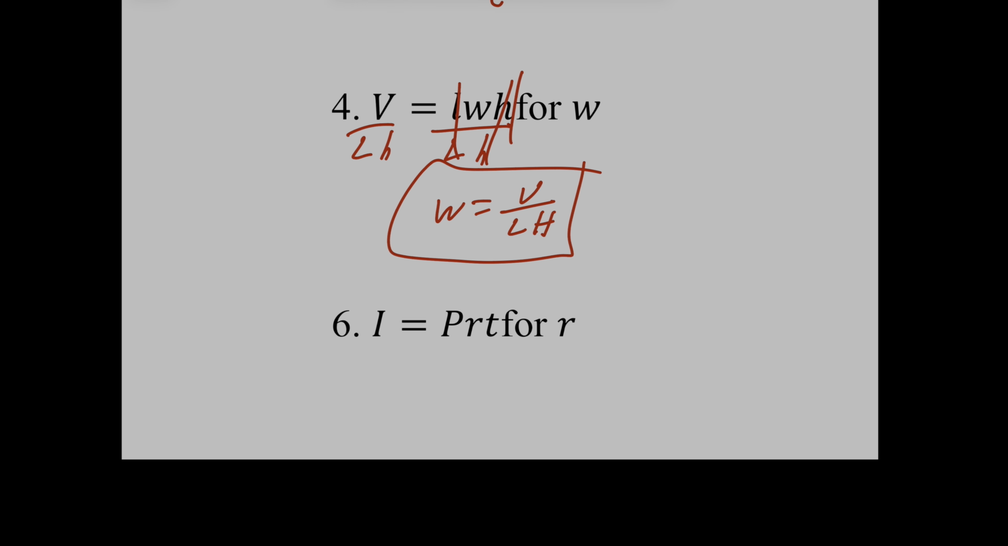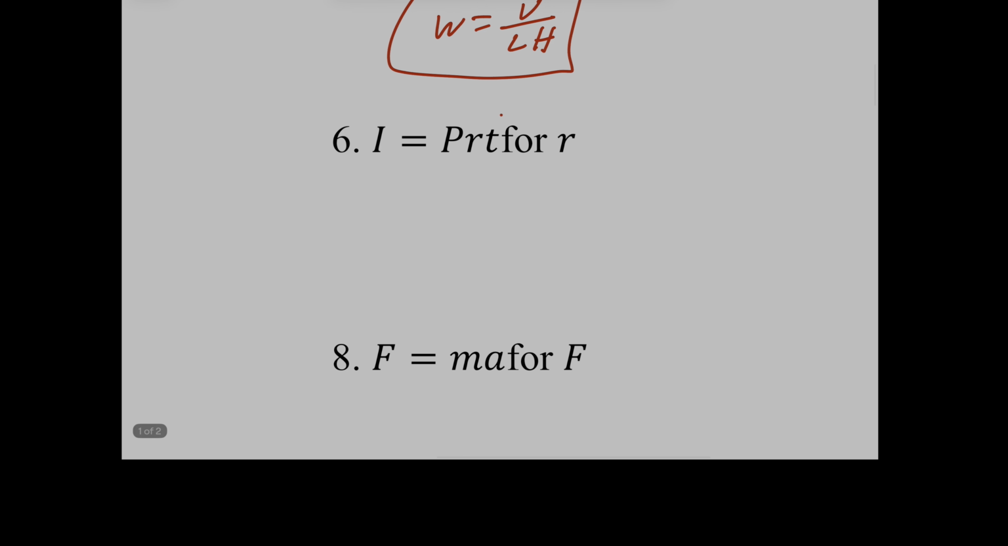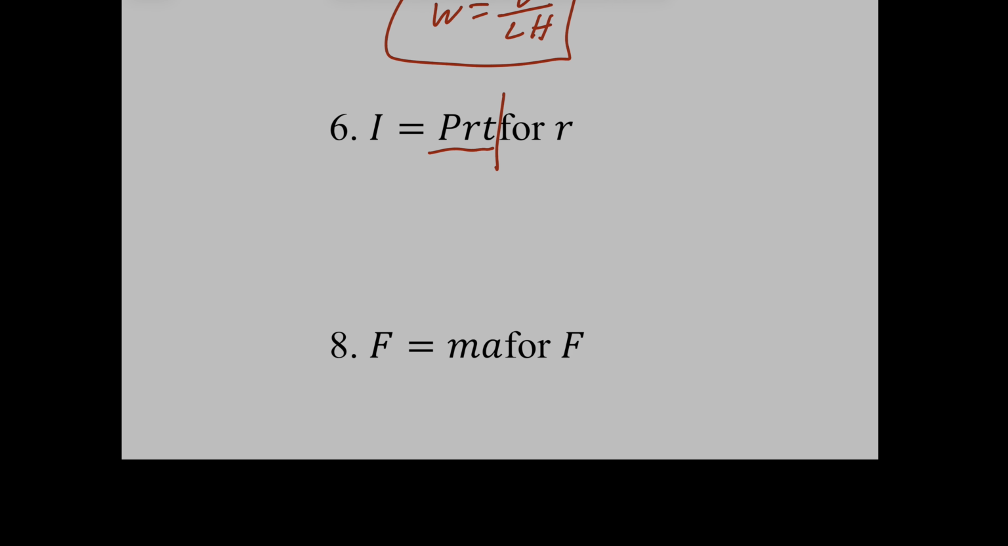Number 6, I equals PRT, and we want R to be all by itself. Same as the one before. The P and the T are multiplying, so we're just going to divide by the P and the T. And I chose the P and the T because once I do that, look at that R. That R is all by himself, and I get I over PT.